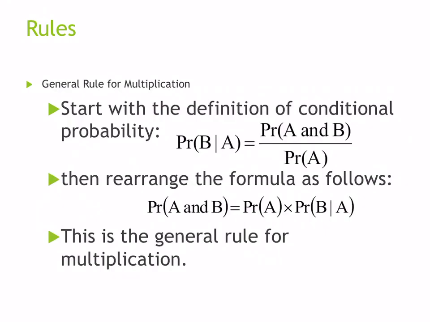General rule for multiplication. We start with the definition of conditional probability, which is the probability of event B given A is equal to the probability of A and B over the probability of event A. Then we can rearrange the formula as follows: the probability of A and B is equal to the probability of A times the probability of B given A. This is the general rule for multiplication, and all we did was take the conditional probability formula and rearrange it.